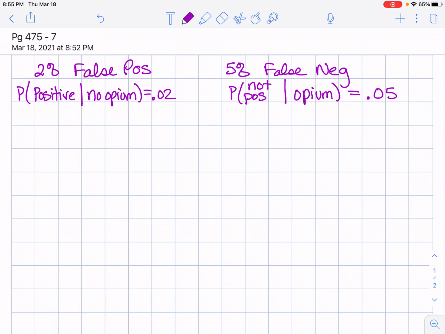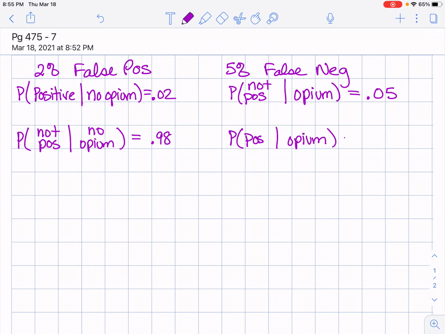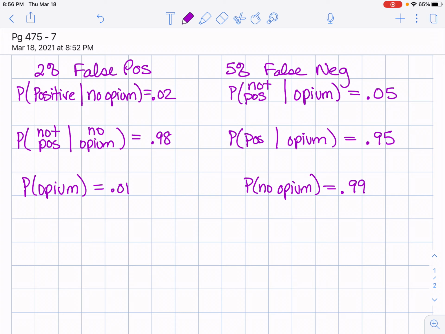Then from there, I also am going to really quickly find the probability of not positive given no opium, which is going to be 1 minus 0.02, or 0.98. And then we're also going to have the probability of positive given opium, and that's going to be 0.95, which is the complement of not positive given that there's opium usage. And then there was one other probability that we have. The probability of opium usage is 0.01. The probability of no opium usage is 0.99.